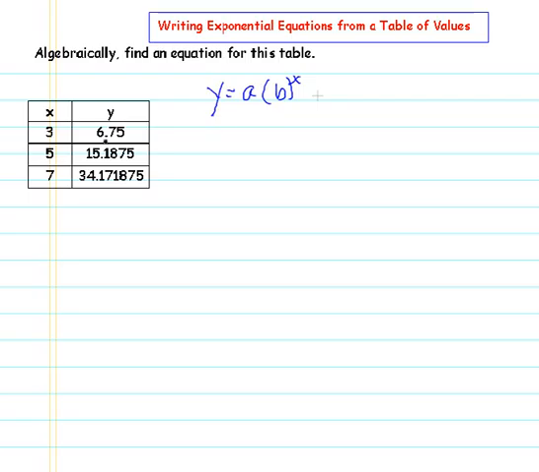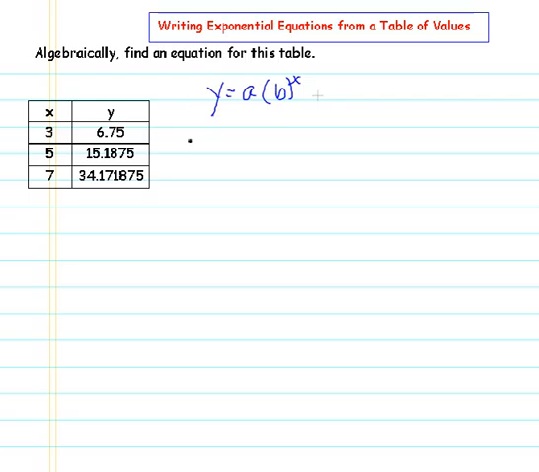Now, we'll probably notice a couple of things about this table of values right away. First, we do have growth here, going from a 6 to a 15 to a 34 represents something that's getting bigger. So we know the value of b is going to be greater than 1. We also notice that we are missing some values. We've got the third term, the fifth term, and the seventh term, but we don't have the in-between values. And we also don't have the starting value because we don't know where x equals 0.